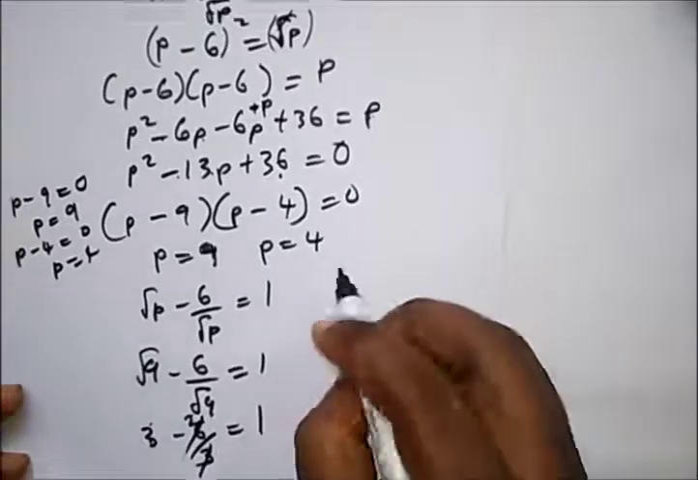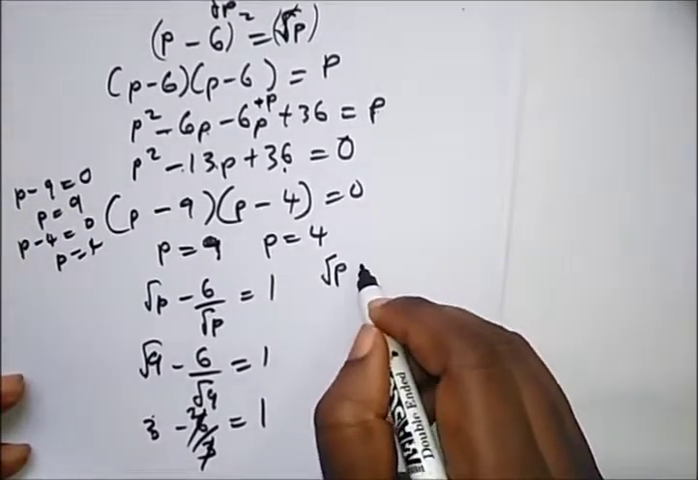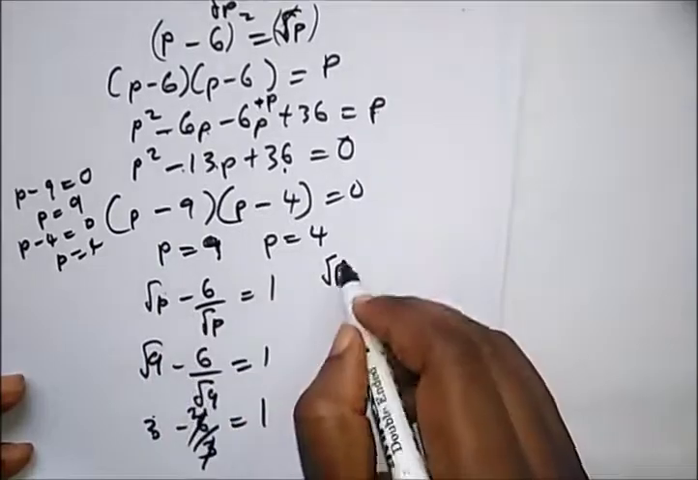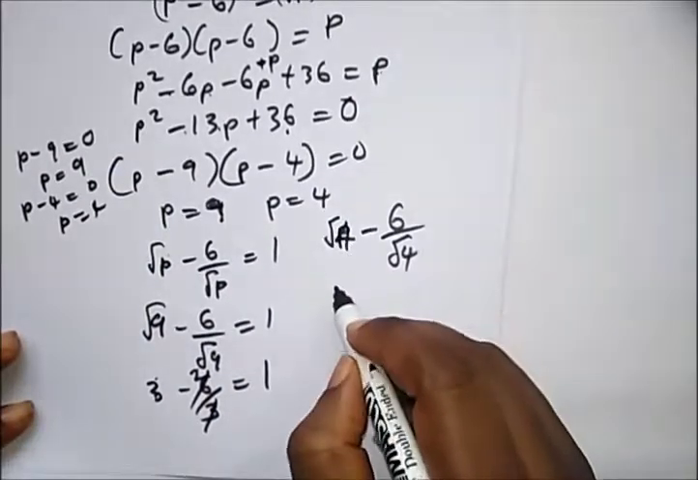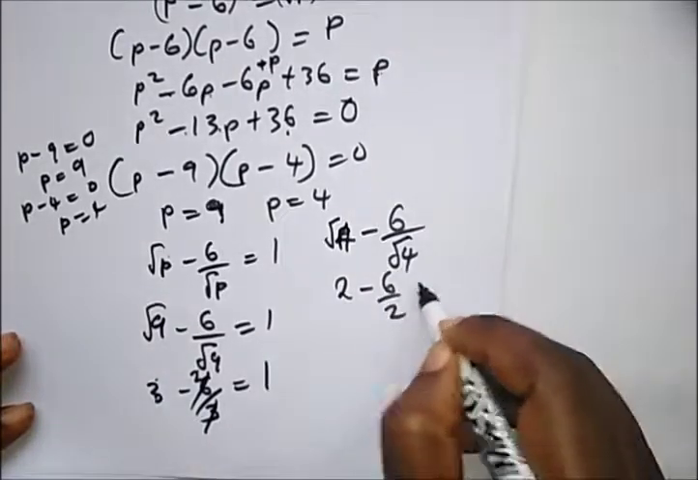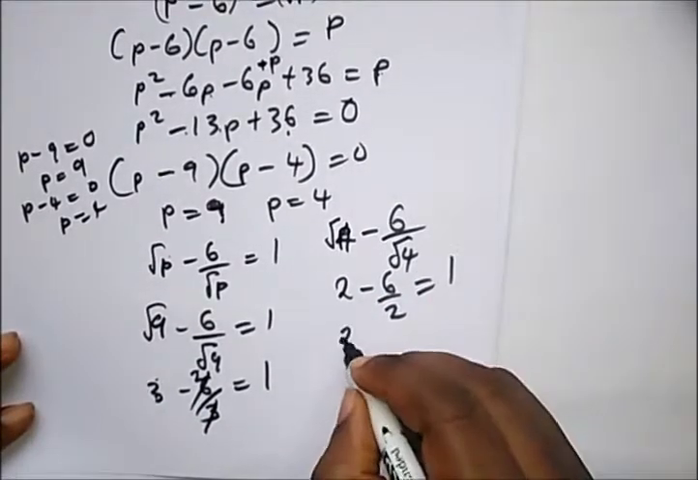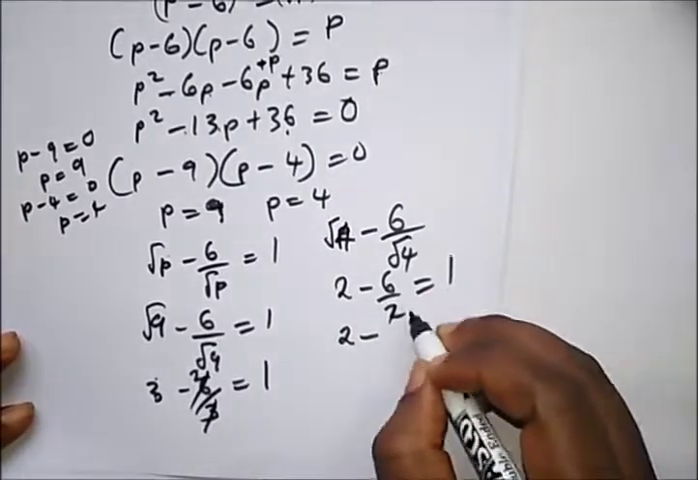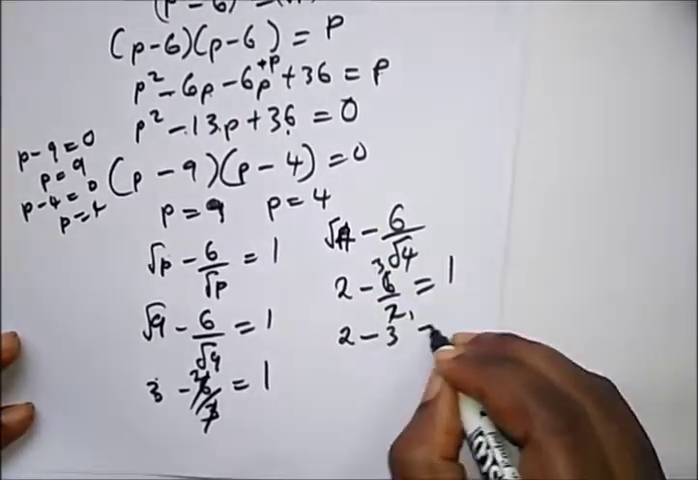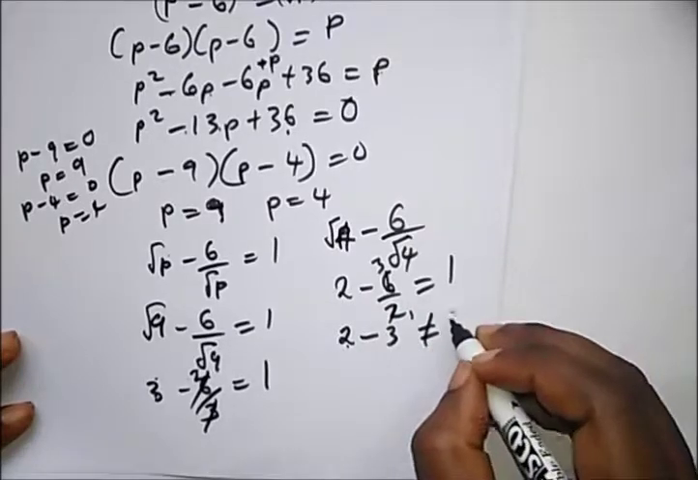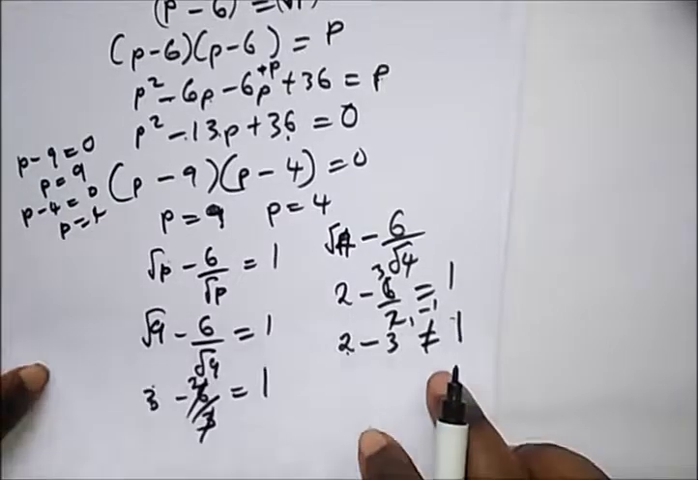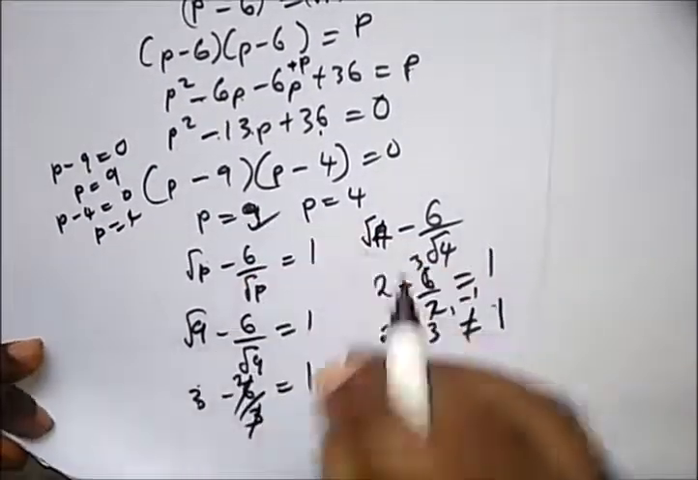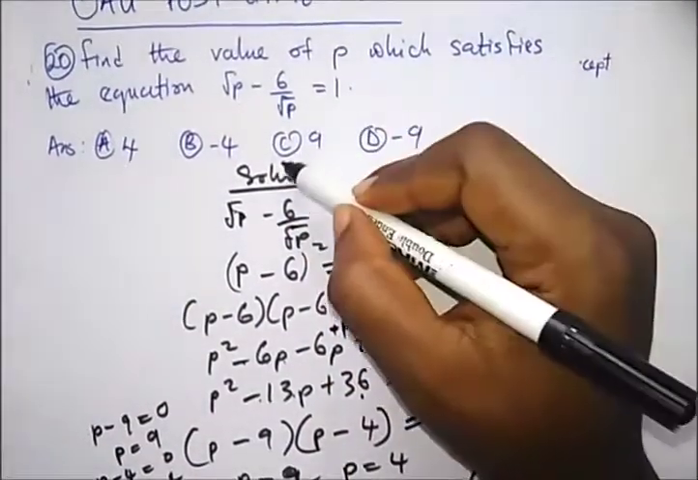Let's see if 4 will satisfy. So we have 4 minus 6 over root 4. Let me just put the value of 4 into here. What is the square root of 4? That is 2 minus 6 over 2. And what will this give us? This gives us 2 minus 3, and 2 minus 3 is not equal to 1, since it gives us minus 1. So our value that satisfies it is 9. So our right answer here is option C.